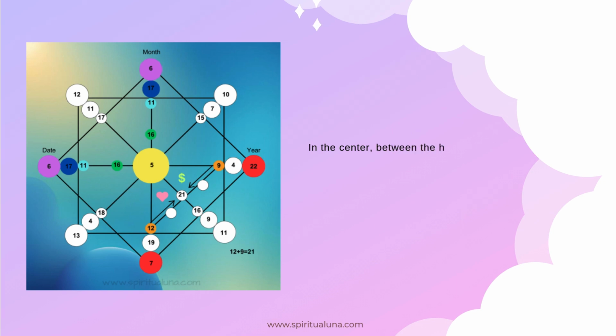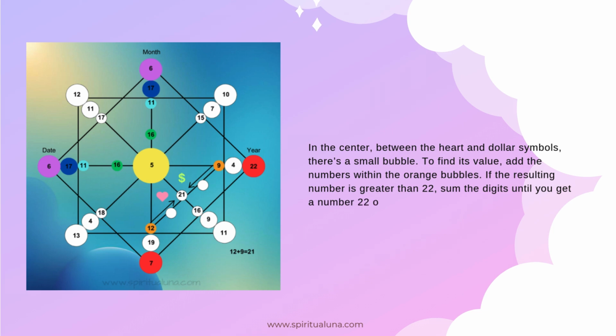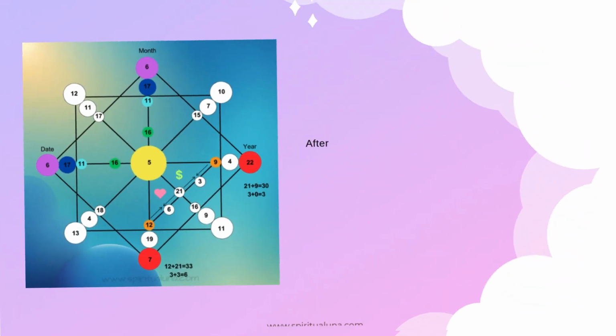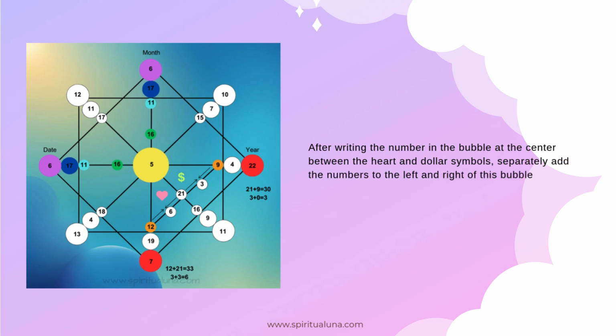In the center, between the heart and dollar symbols, there's a small bubble. To find its value, add the numbers within the orange bubbles. If the resulting number is greater than 22, sum the digits until you get a number 22 or less. After writing the number in the bubble at the center between the heart and dollar symbols, separately add the numbers to the left and right of this bubble. If the resulting numbers are greater than 22, sum the digits until you get a number 22 or less.